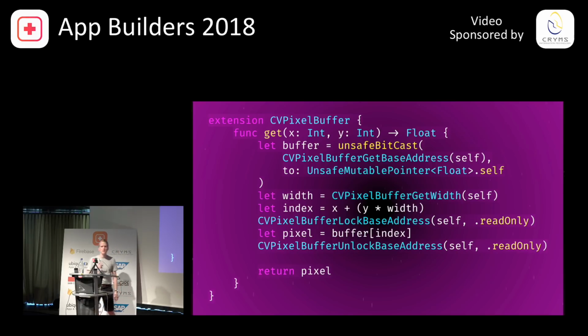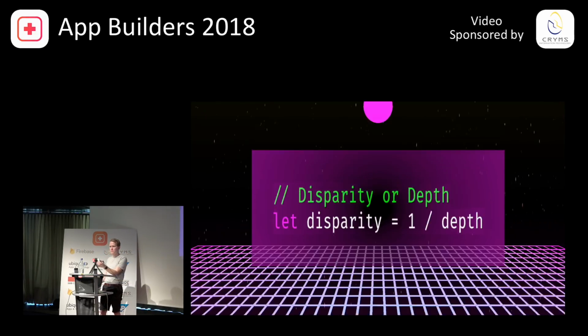The first thing we do is we cast the buffer to an array of floats. And then we have to remember to lock the buffer, and we also calculate the position because it's an array and not a 2D map, based on the width of our buffer. And then we end up having our value from the CV pixel buffer.